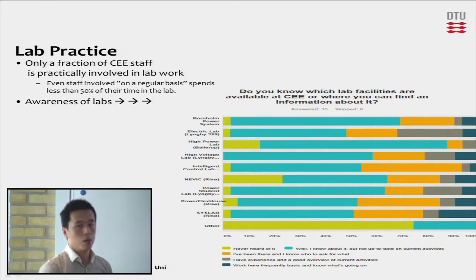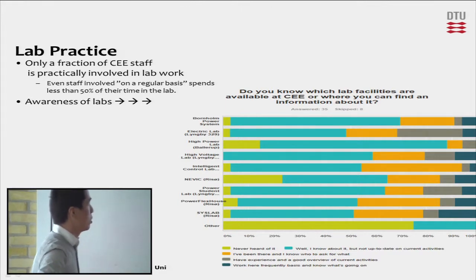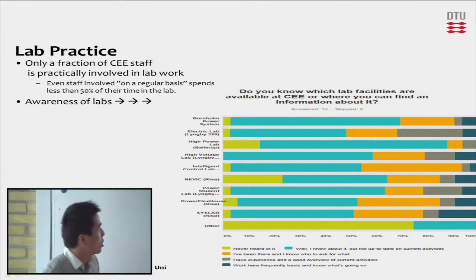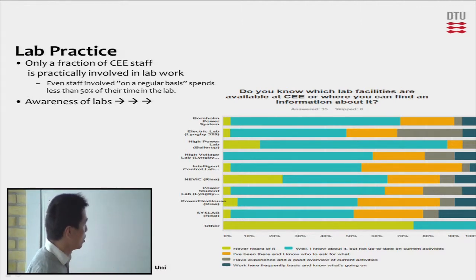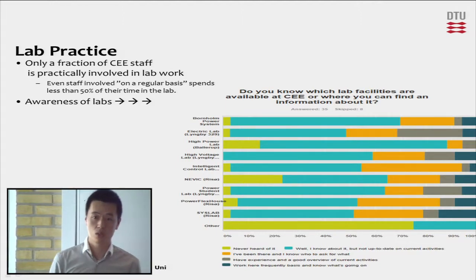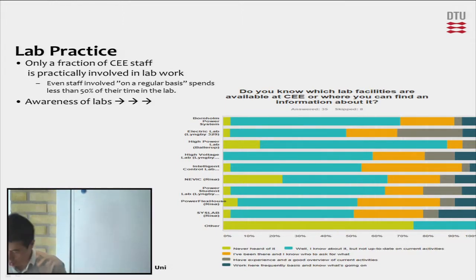We also want to study, because we have several labs in the PowerLab, how well they are known by the people. We can see on the left side, it says, well, I never heard of it, and in blue it says, well, I know it, but I'm not up to date on current activities. The right side is talking about how it is used and whether people have experience with it. So for a lot of labs, people know about them, but they didn't use them. So this is a chance to use the lab.